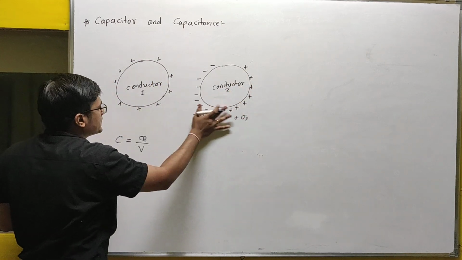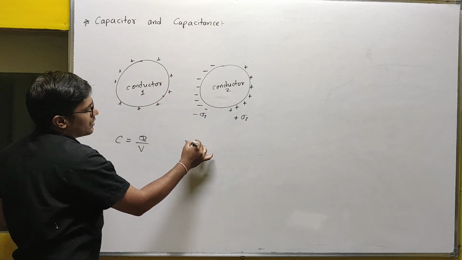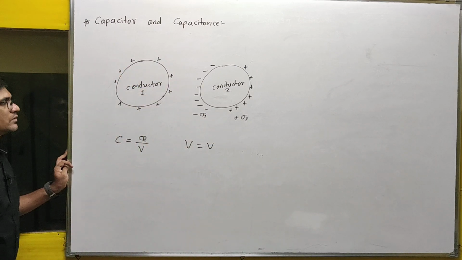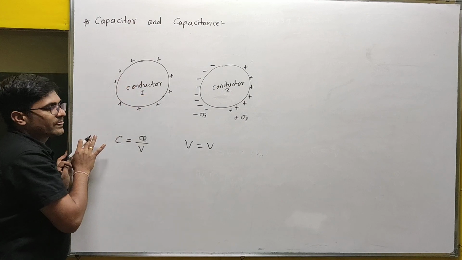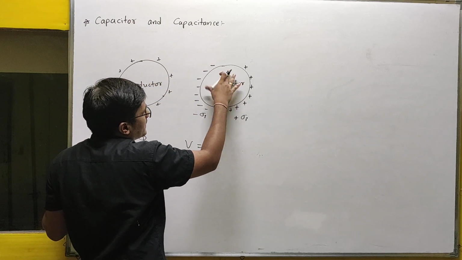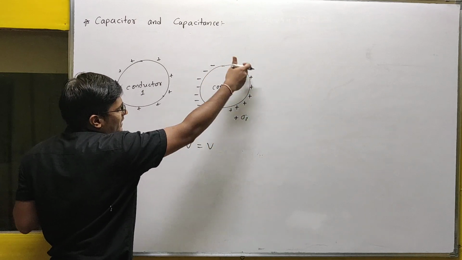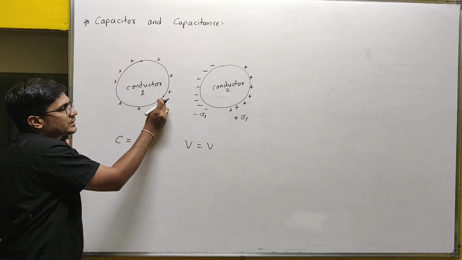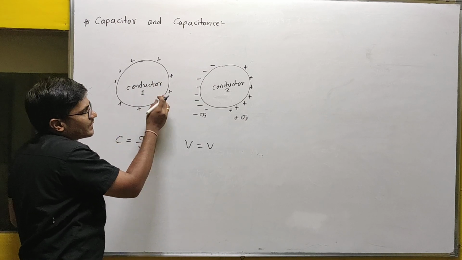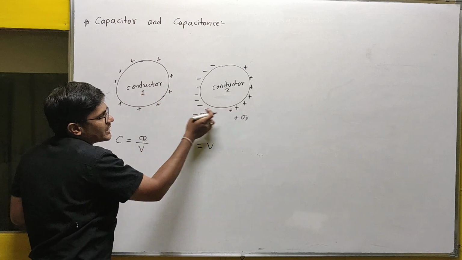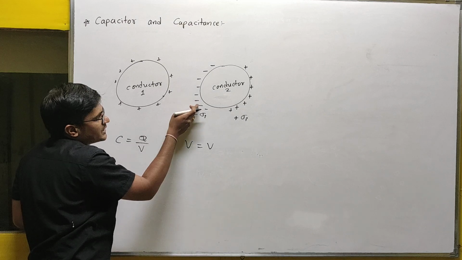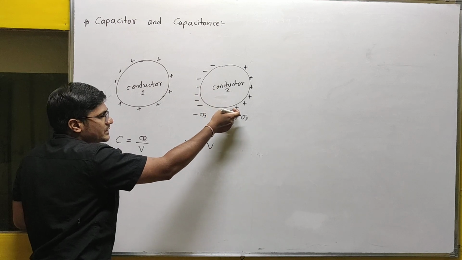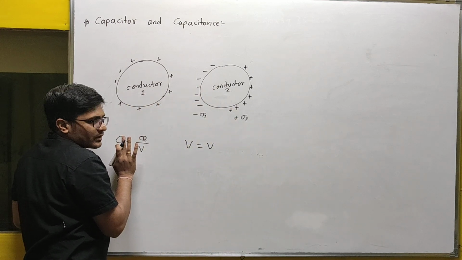In the initial condition, this conductor is not present. So the potential on conductor 1 is due to its own charge. Now if you keep the second conductor, then some charges are induced over the left and right surface. Then the potential on conductor 1 is decreased by these two induced charges. Potential is also generated by this negative charge at conductor 1, and potential is also generated by this positive charge on conductor 1.